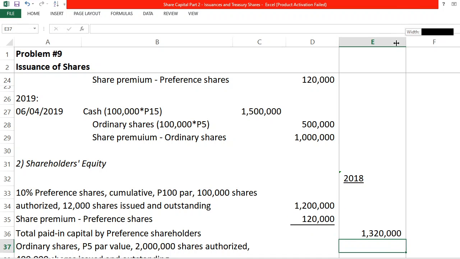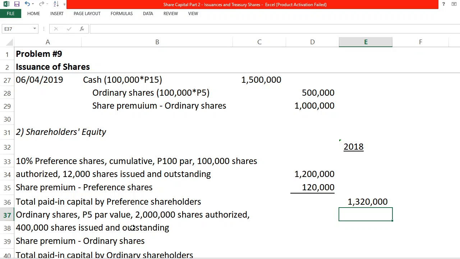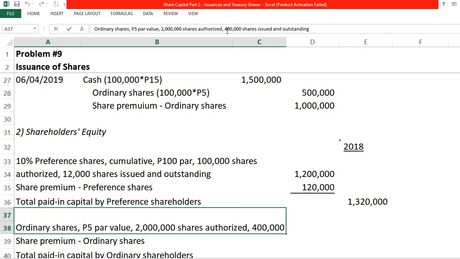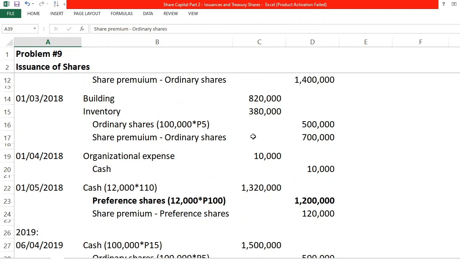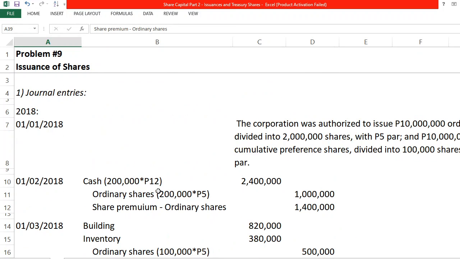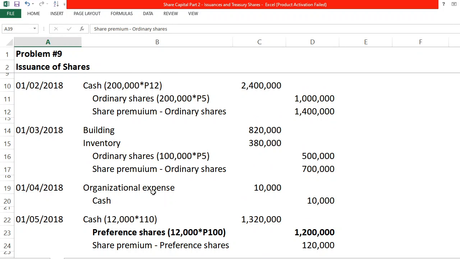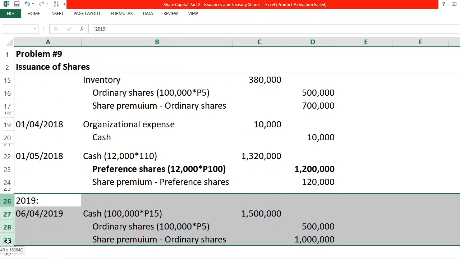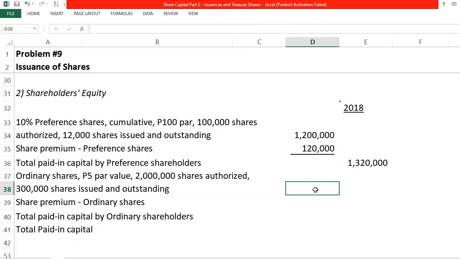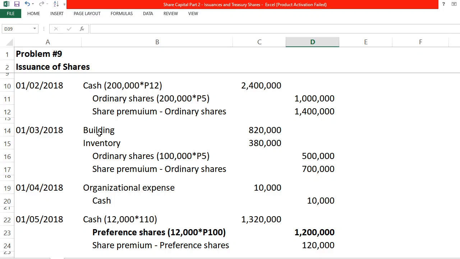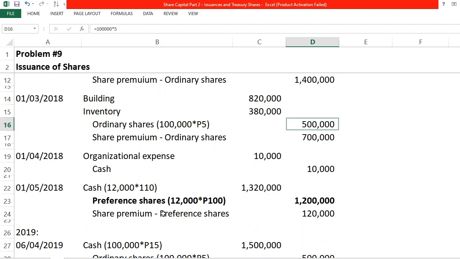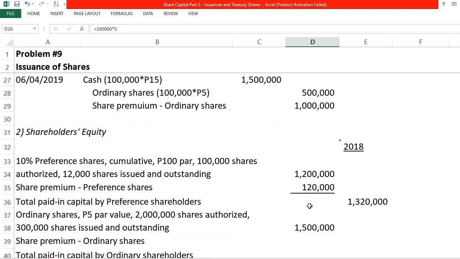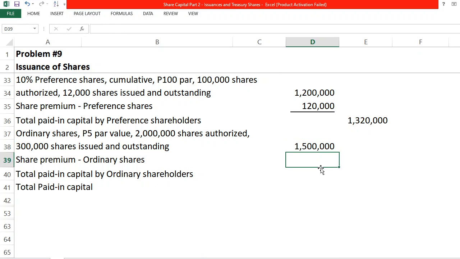Alright, 1.32 million. Next, ordinary shares, 2,400,000 authorized. It is not 400 yet, only 300, because we are still in 2018. In 2018, only 200 plus 100 were issued. The other 100 is in 2019. So we only have 300,000 shares issued, and that is 1.5 million. Let's look at it. We have 1 million plus 500,000, and no others. Again, the other one is in 2019. So 1.5 million according to our journal entry.